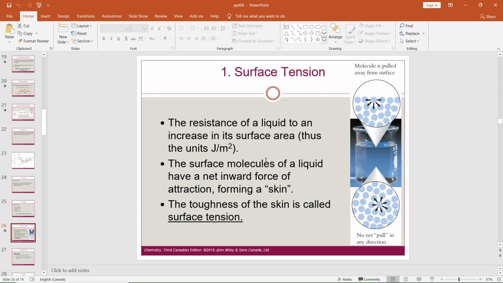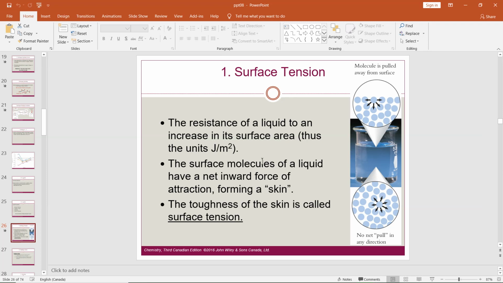So let's start with surface tension, which is sometimes given the lowercase Greek letter sigma. And surface tension is like a skin on the liquid. Technical definition is it's the resistance of a liquid to an increase in its surface area. So if you have a larger surface tension, it is harder to increase the surface area, to stretch the skin, if you will. The units are joules, because you're doing work to try to increase the surface area, and units of surface area are square meters. So joules per square meter is the unit.